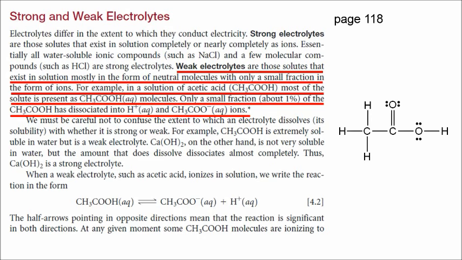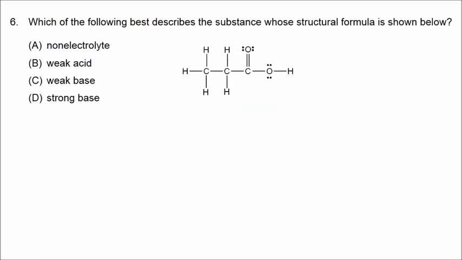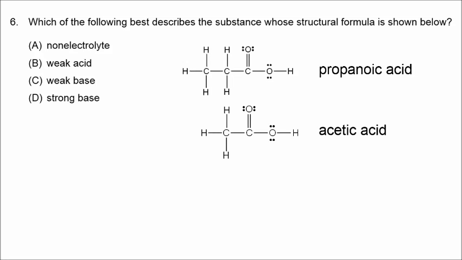The structural formula of acetic acid is drawn, and you can see that it looks very similar to the structure in number 6. So if acetic acid looks like that, the molecule we have is called propanoic acid, but it has that same COOH functional group that makes it an acid. It is a weak acid. It is a weak electrolyte.